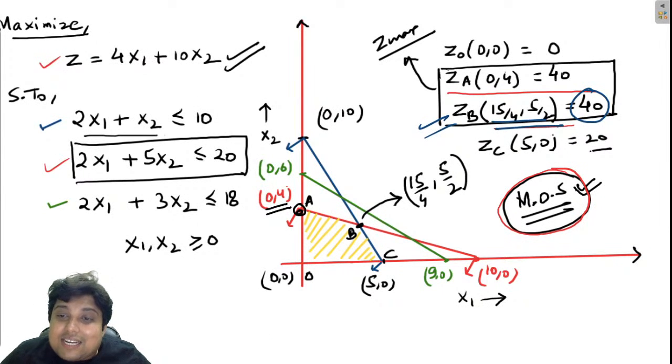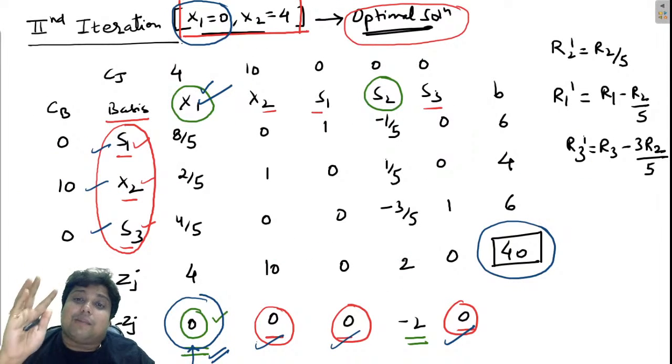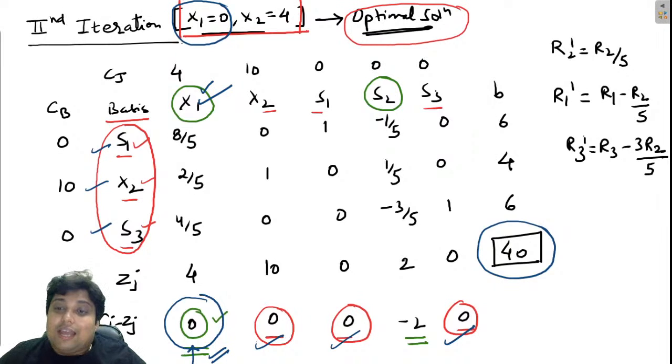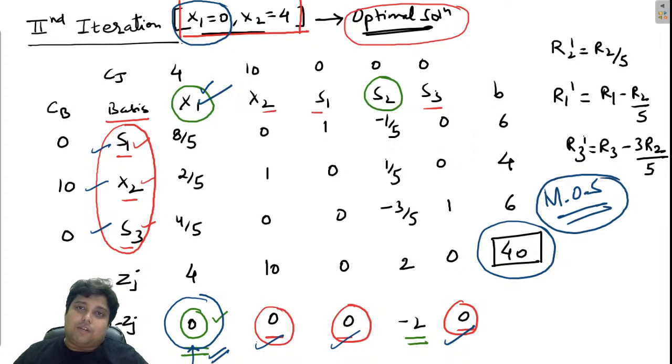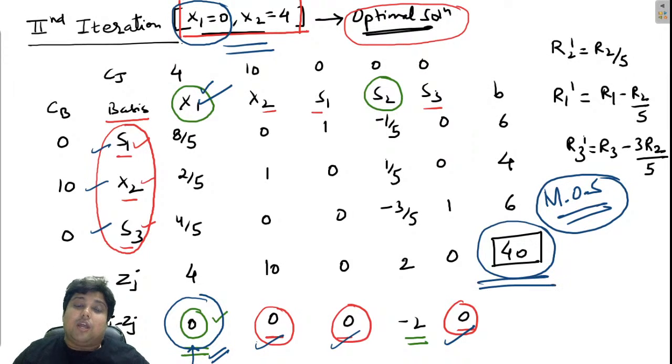That's why I considered this to be a case of multiple optimal, and for that very reason, my friends, I will also say that this particular solution is a case of multiple optimal solution, because I will be getting one more solution and the maximum value will not change.